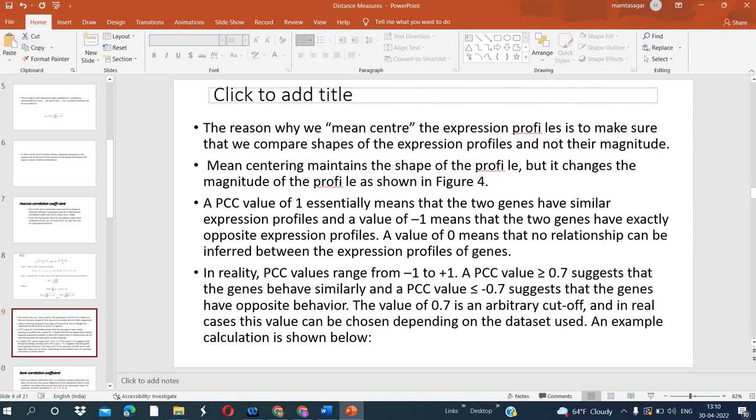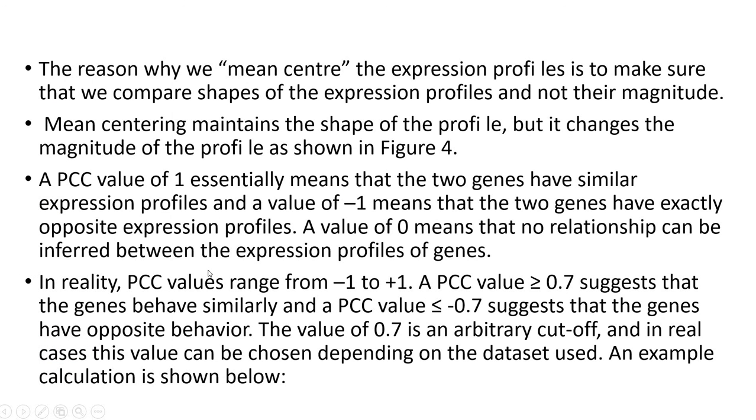An example calculation is shown below, on the next page. I think, are you able to see this, sir? So a +1 PCC value denotes genes have a similar expression profile, and -1 means that the two genes have opposite expression profiles, and 0 denotes no relationship between the expression profiles of genes.